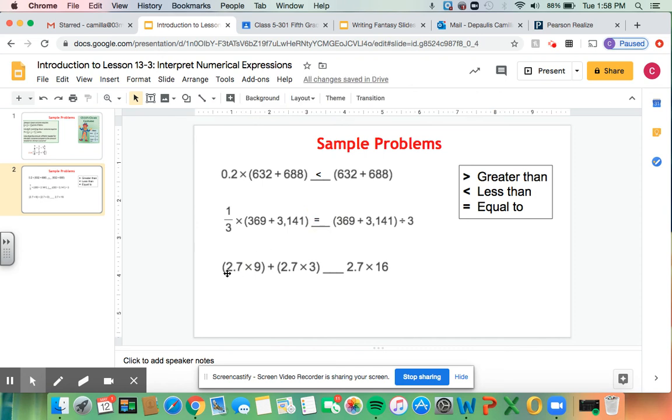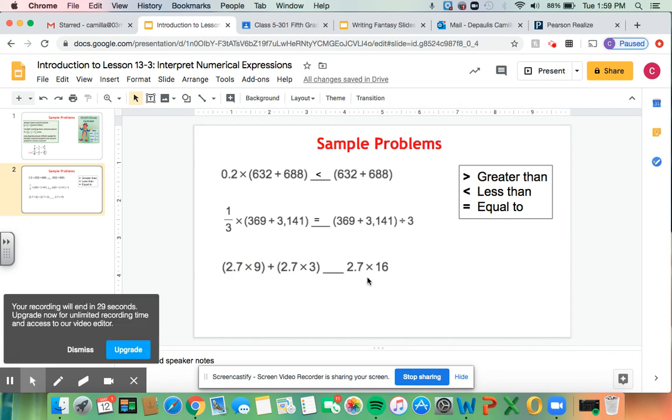The next one, I have 2 7/10 times 9 plus 2 7/10 times 3. Here I have 2 7/10 times 16. So here I'm multiplying the number by 9, and here I'm multiplying it by 3. So I'm doing 2 steps. Here I'm multiplying the number by 16. Now, I see that it's being multiplied by 9 and by 3. So collectively, I could say that 2.7 is being multiplied by 12 if I add 9 and 3 together. So this is basically like saying 2.7 times 12.